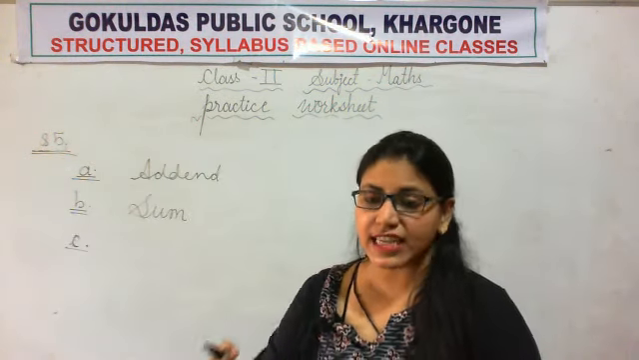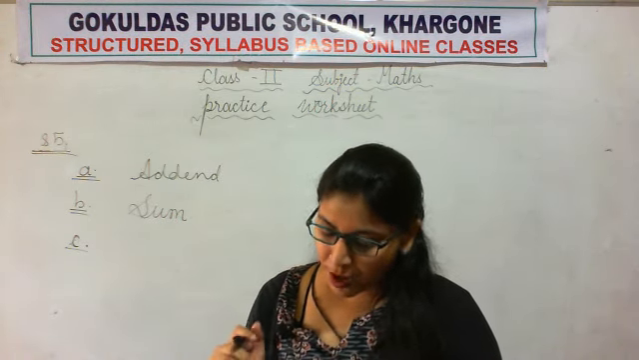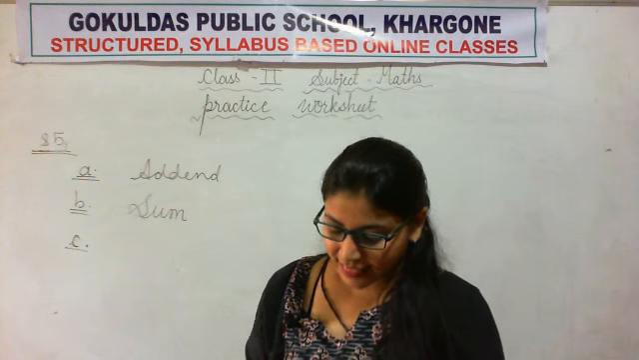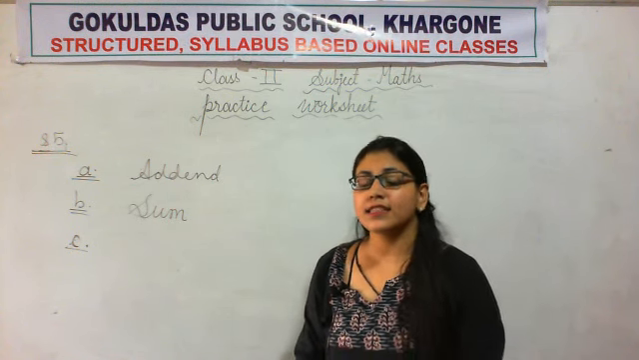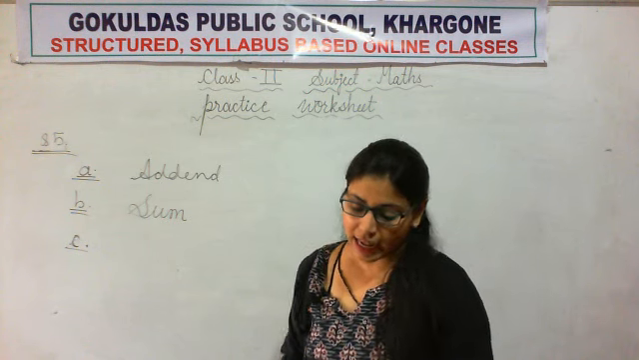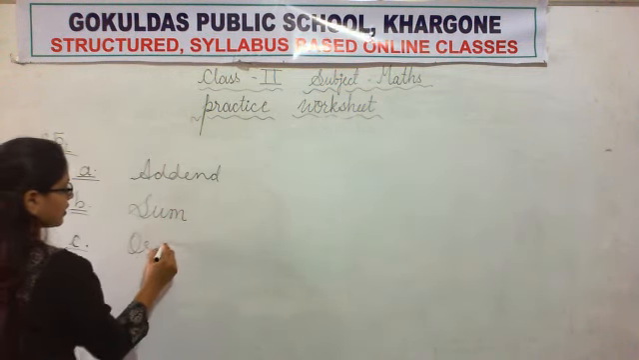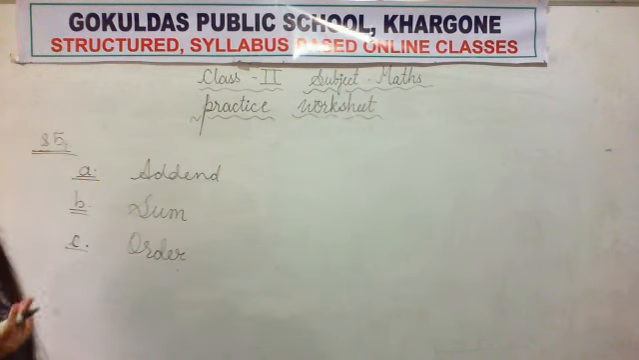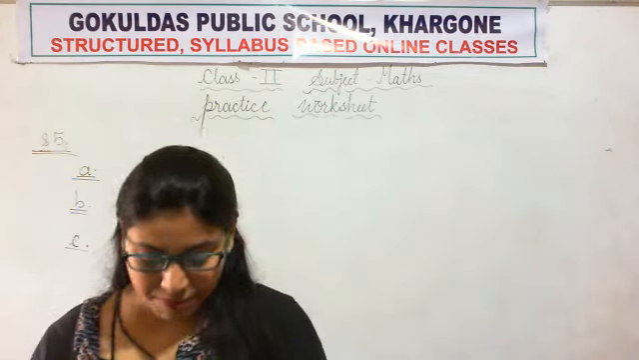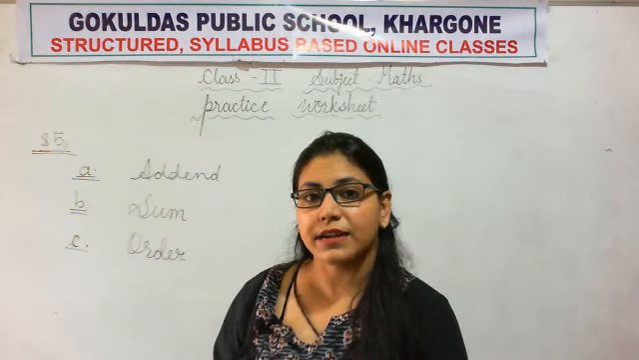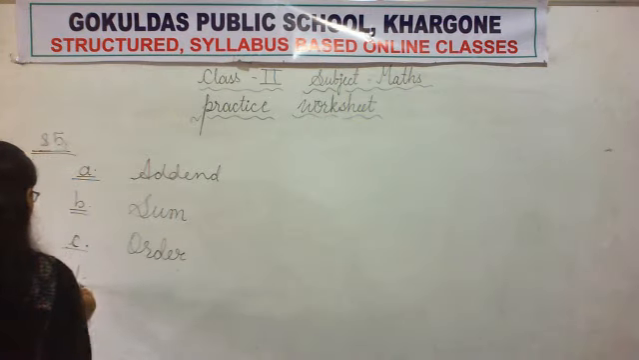Now see, if we change the order of numbers while adding, the sum does not change. Remember order property, this is the statement of order property. If we change the order of these numbers while adding, the sum does not change. This is the statement of the order property. Now part D.